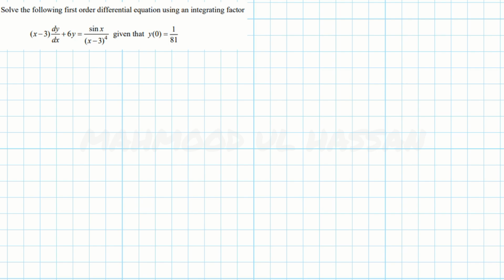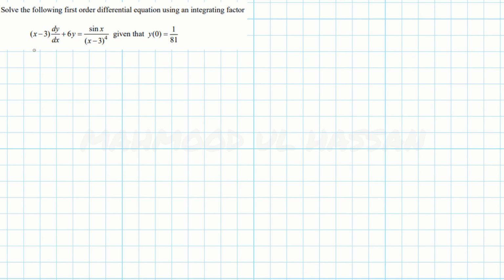In this video I am going to solve a first order differential equation using an integrating factor. So here we have a differential equation with this initial condition. The problem with this initial condition is what we call an initial value problem. You can see the differential equation is clearly a first order linear differential equation.